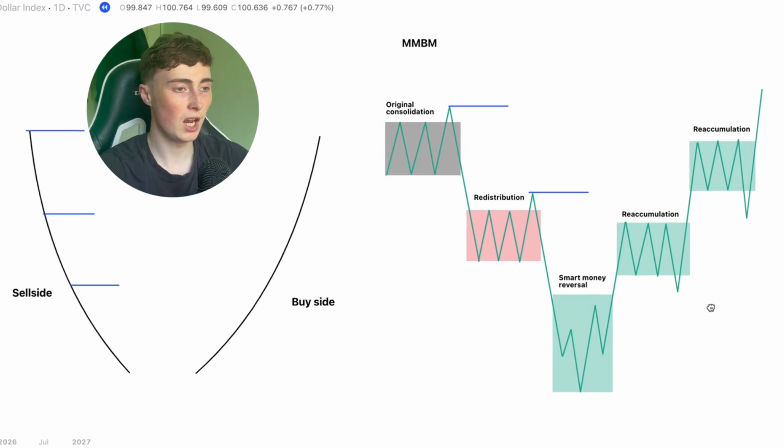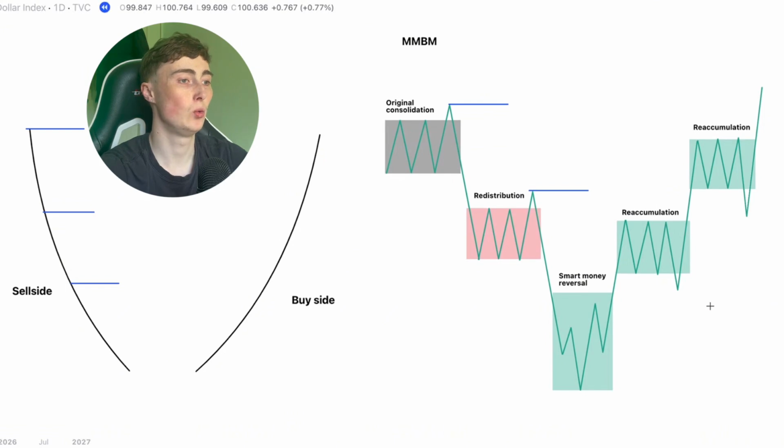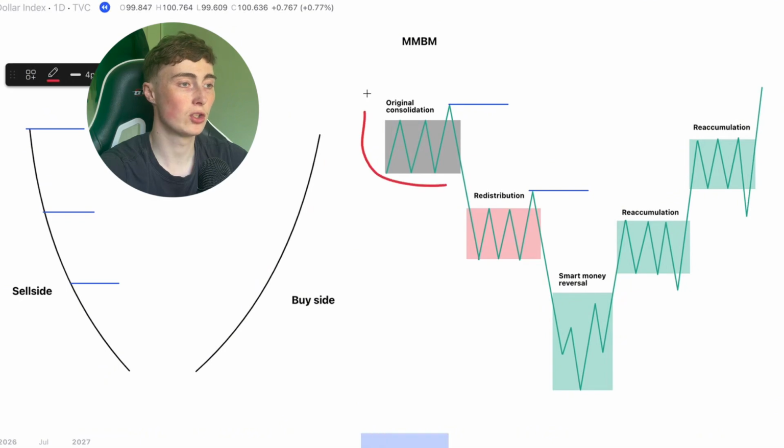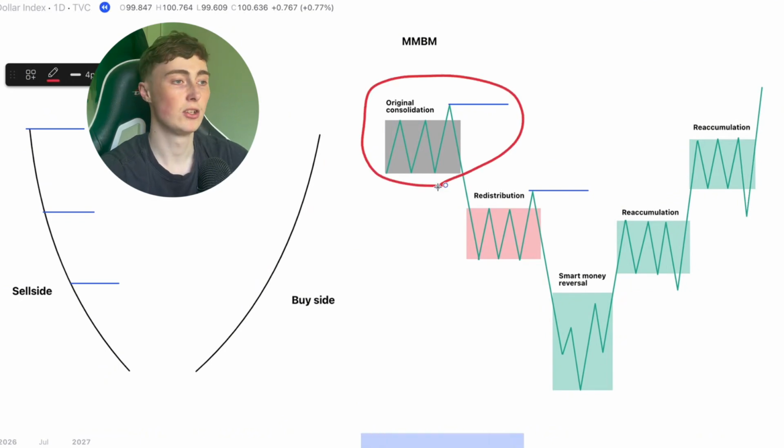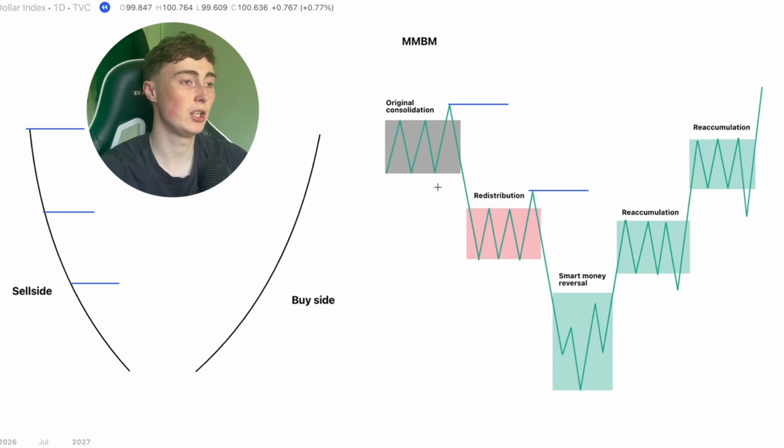So a little bit more detail, okay? As you can see, this part of the diagram is a bearish leg. That is what is called the sell side of the curve, okay? Now, the way the sell side of the curve forms, firstly, you get the original consolidation. Now, that's going to be at the top of the bearish leg. So you're going to get some kind of consolidation that leads to an impulse to the downside.